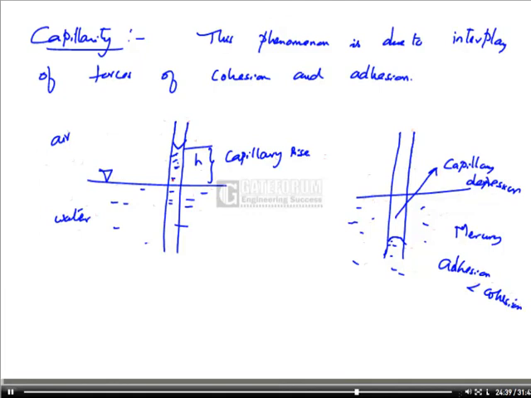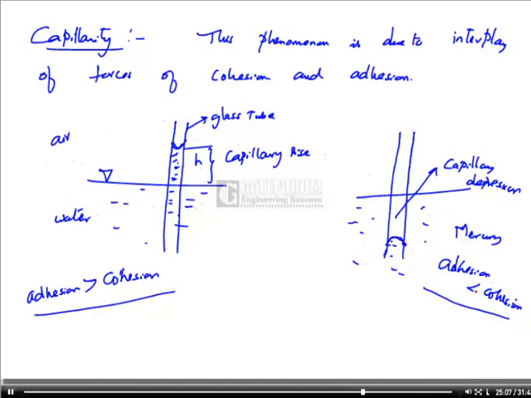In the water, it is rising. The water is rising inside the glass tube because here adhesion, that is extramolecular force of attraction, is greater than cohesion. Water is wetting the solid surface. Please note the difference. So, if the adhesive forces are greater than the cohesive forces, liquid will rise in the glass tube, known as capillary rise.